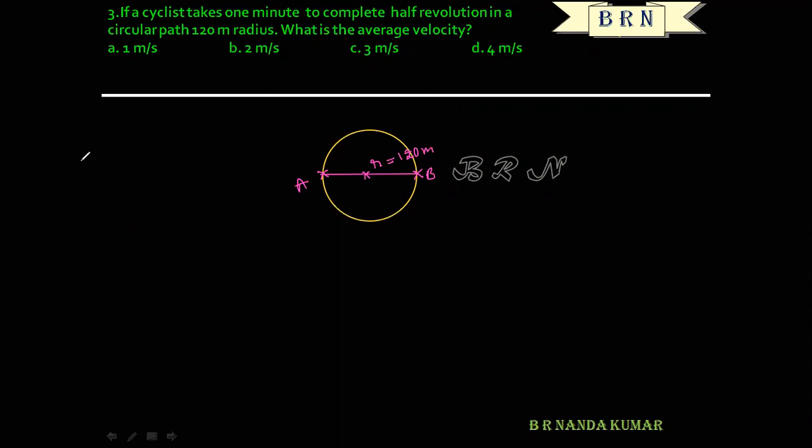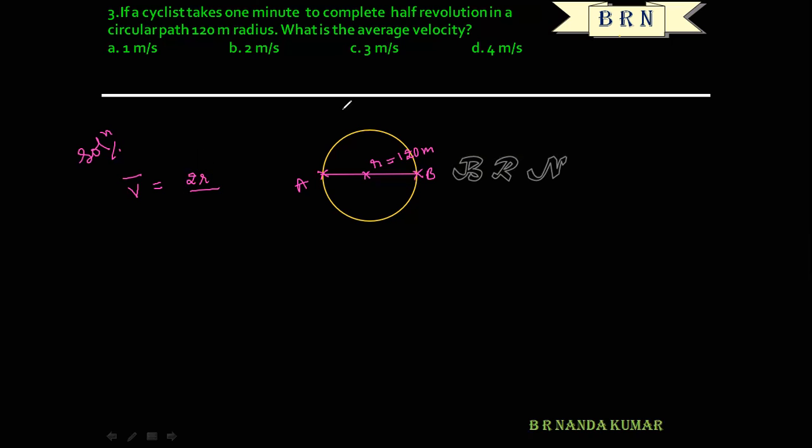So we have to calculate average velocity. Average velocity is the displacement divided by time. So here, what is the displacement? Displacement is the shortest distance between the initial and final position. So here point A is the initial position, point B is the final position. The shortest distance between them is the diameter of the circular path. Diameter is twice the radius, so AB value is 2r. So this is the displacement.